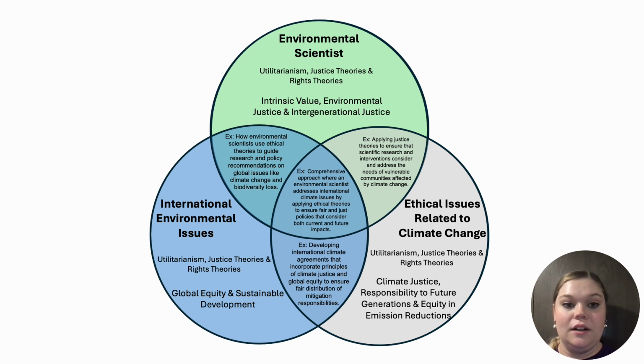Key concepts here include responsibility to future generations, meaning that we must take action today to leave a livable planet for the future generations. Equity in emissions reduction. This includes countries reducing their emissions fairly based on their capabilities and historical contributions to climate change. Intersection of all three circles.